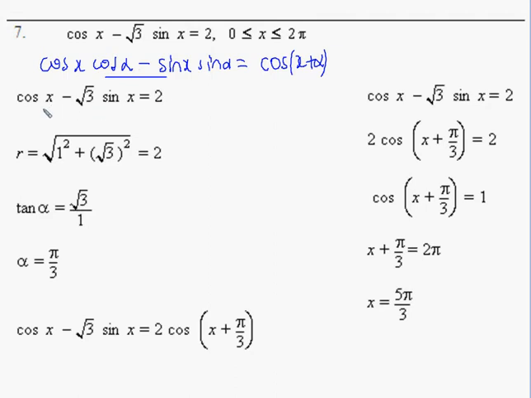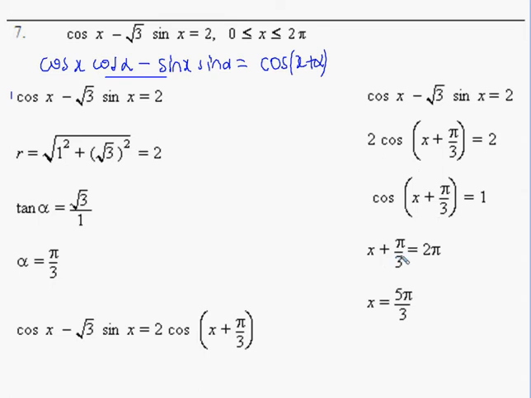So I know I've got the r is 1 squared. There's 1 in front. There's root 3 all squared gives us 2. And then the root 3 on 1, because again that's going to be sine alpha in front there. Root 3 on 1 gives us pi on 3. So we can write cos x minus root 3 sine x as 2 cos x plus pi on 3 equal to 2. So cos of x plus pi on 3 is 1.